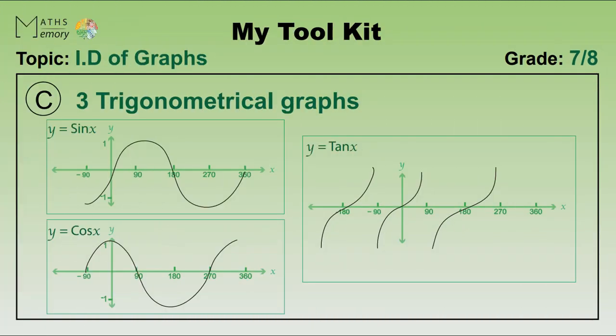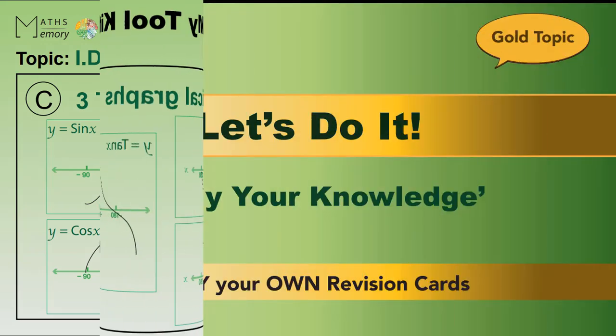So this is section C, and these are 3 trigonometrical graphs, sine, cos, and tan. Make sure we understand these different graphs, the corresponding x and y axes, and obviously your key points for each of these different graphs. If you know that, we're ready to do the Let's Do It questions, where you apply these concepts to your exam questions yourself.